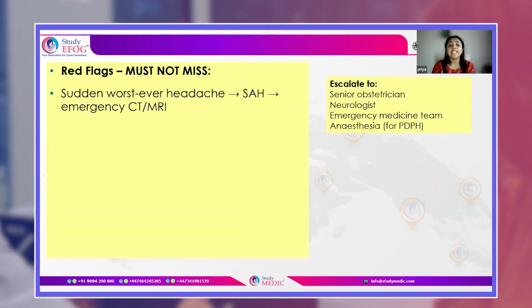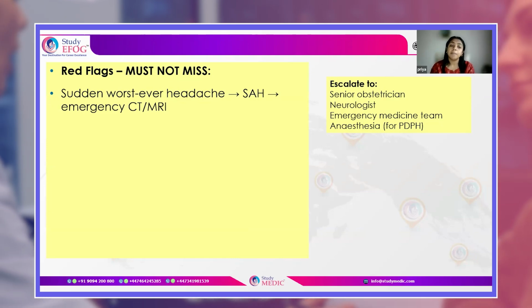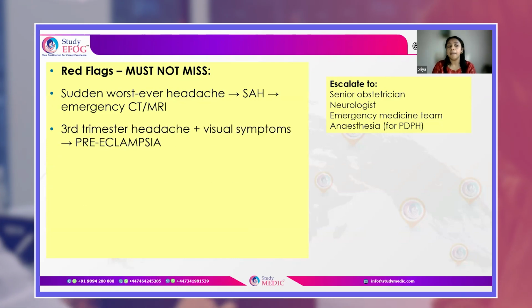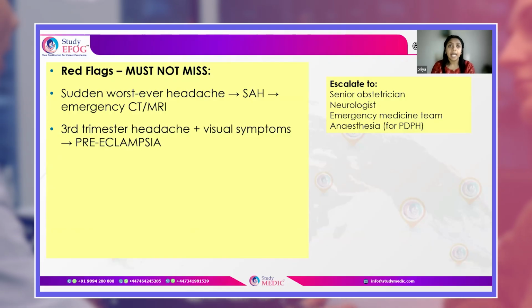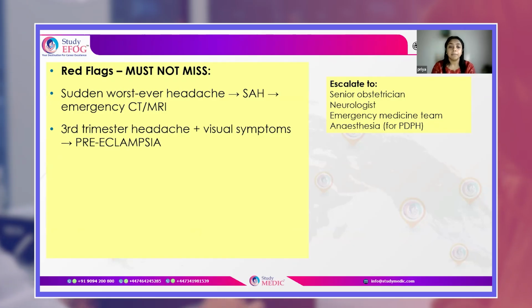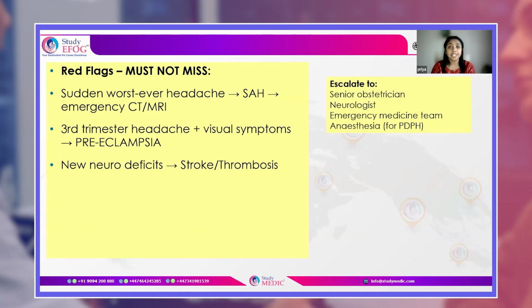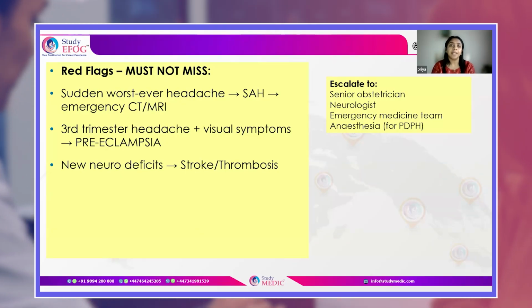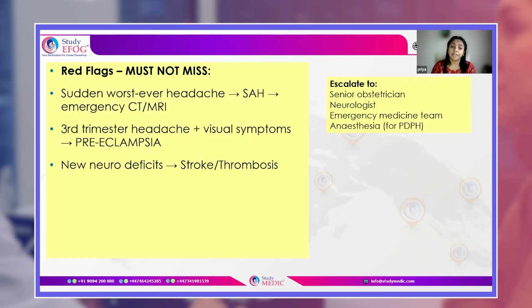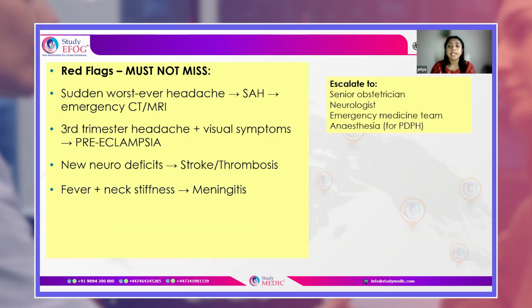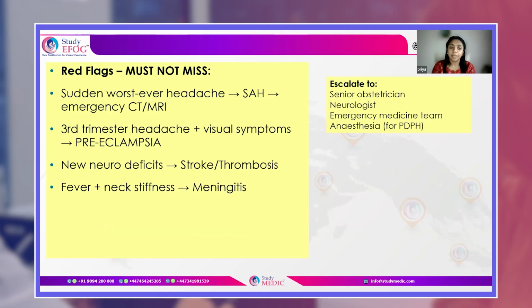Whenever the woman has a sudden worsening headache, you have to think about subarachnoid hemorrhage, and she might require an emergency CT or MRI. Whenever a woman in the third trimester comes with headache associated with visual disturbances, remember preeclampsia needs to be ruled out. Unless we rule out preeclampsia, we are not going to make the diagnosis of migraine here. Whenever the woman has any new neurological deficits, especially stroke or thrombosis, again she requires a complete evaluation.